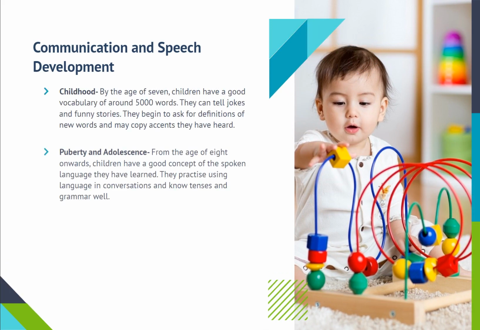Childhood. By the age of 7, children have a good vocabulary of around 5,000 words. They can tell jokes and funny stories. They begin to ask for definitions of new words and may copy accents they have heard.